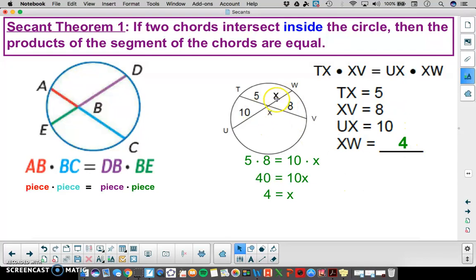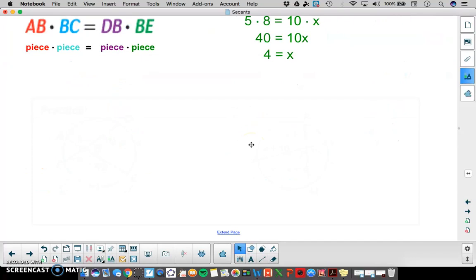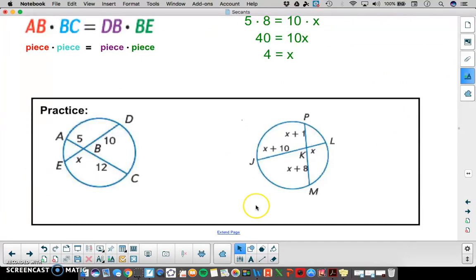Now it's worth noting here that if we plugged in 4, the length of that chord UW will be 14, and the length of TV is 13. So just because their products are equal doesn't make the chords equal. It's the product of the pieces that is equal. Okay, here are 2 examples that I want you guys to do.